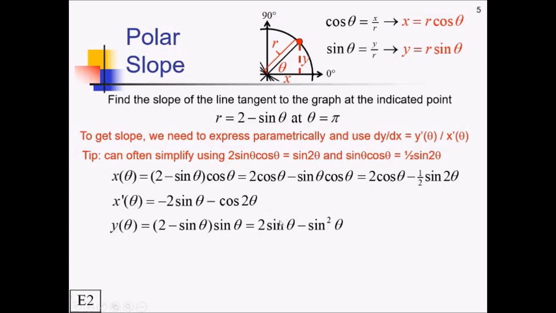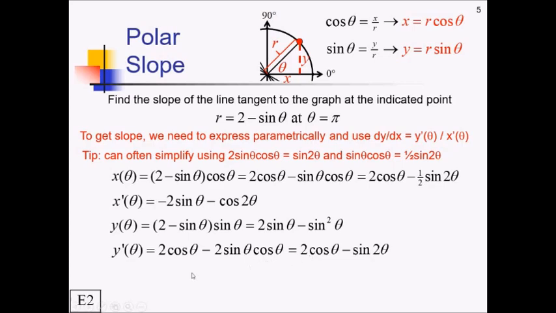So this is going to be 2 cosine of theta, and this is going to require a chain rule. So we're going to have minus 2 sine of theta times the derivative of sine, which is cosine of theta. But at this point, it might make sense to simplify this 2 sine cosine as sine of 2 theta, just to make it easier to plug things in.